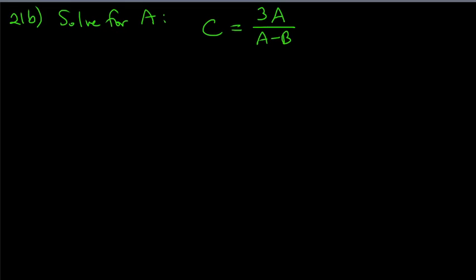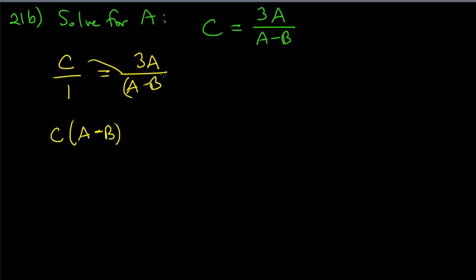Right. So we have c equals 3a over a minus b, and we want to solve for a. Okay, so this is a proportion, right? If it helps, the left side is really just c over 1, and the right side is 3a over a minus b. So cross multiply, right? Multiply c times a minus b. Don't forget the parentheses, right? Because if you just write ca minus b, you're multiplying the c times the a, but not the b. That would be wrong. And the right side is just 1 times 3a, or just 3a.